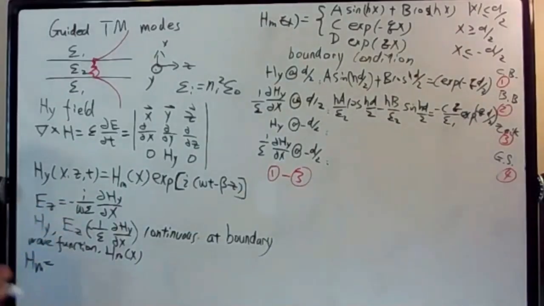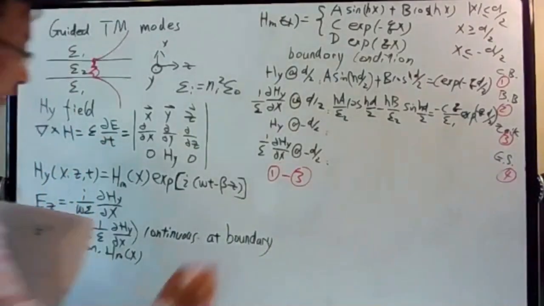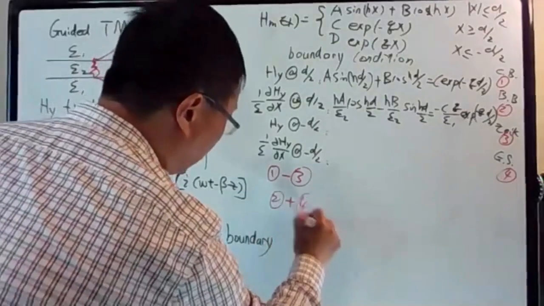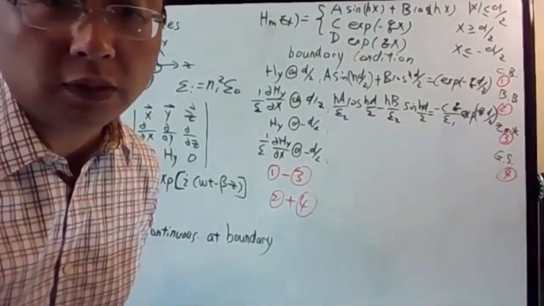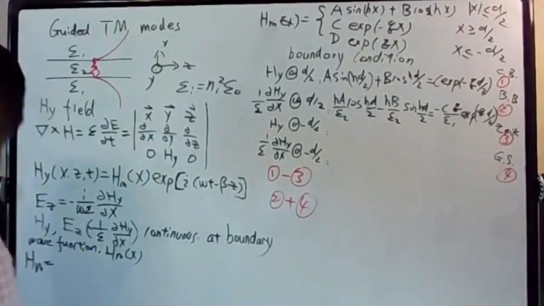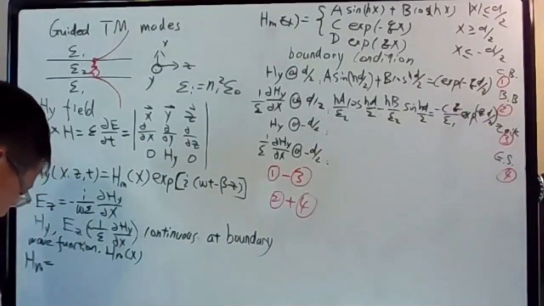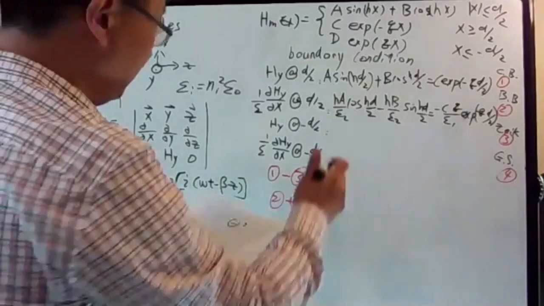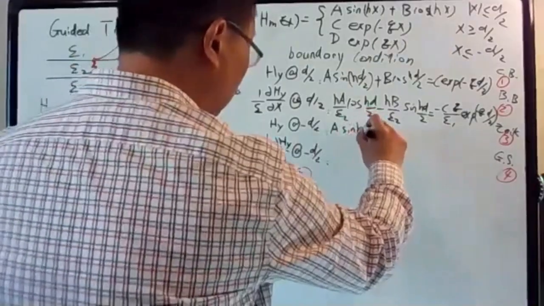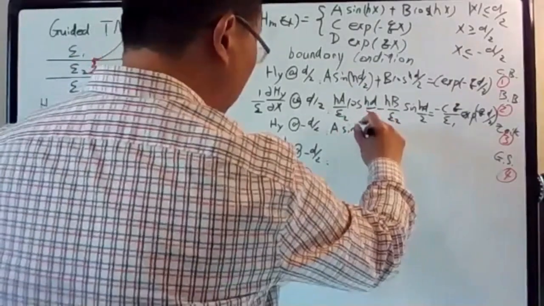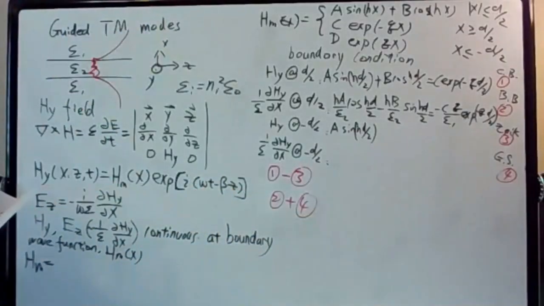Great. So we get this, and then we have 2 plus 4, right? What else? For equation 3, go ahead. A sine h negative d over 2. So it's A sine hd over 2. Yeah, positive. Excuse me, hold on. It's the A sine.